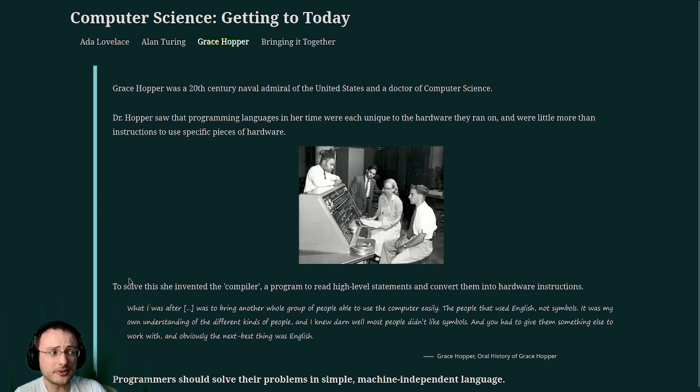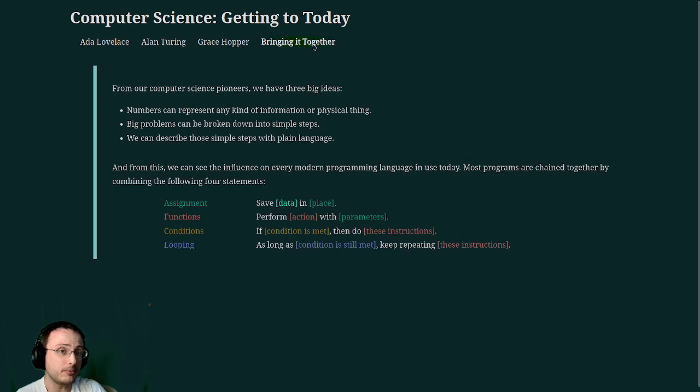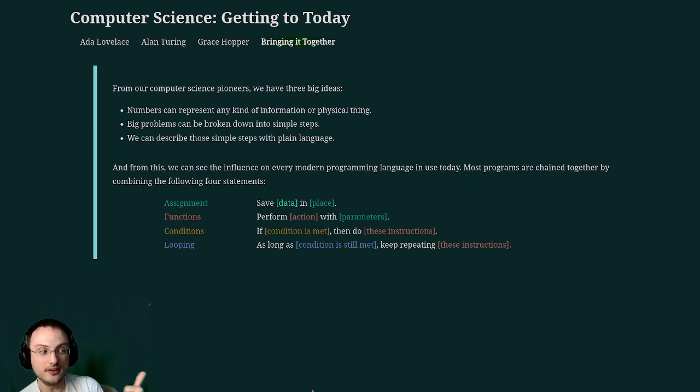And these three big ideas, if we bring them together, we can sort of see how programming works today. So, numbers can represent any type of data: sound, color, visuals, images, videos, even abstract concepts like people. You can have an employee ID, a number to represent a person. You can have numbers to represent letters and text.